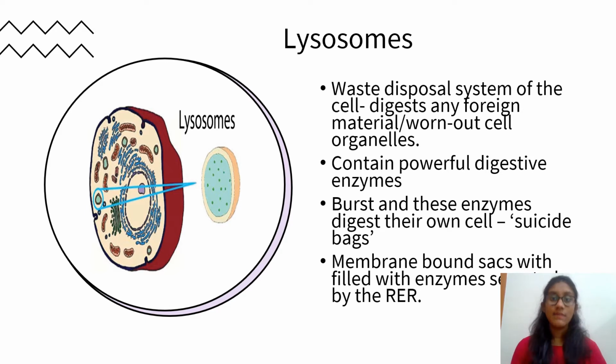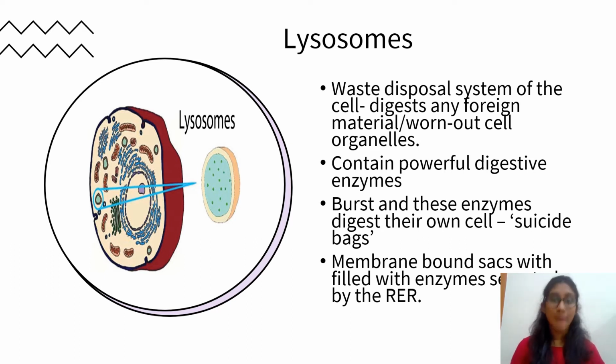The next organelle we will be looking at is the lysosome. The lysosomes are basically the waste disposal system of the cell. It contains very powerful digestive enzymes which are capable of breaking down all sorts of organic material. This enzyme enables the lysosome to digest any foreign material such as bacteria or worn out cell organelles by breaking them down. Sometimes, when the lysosome is required to break down some particle in it, they burst and the enzymes inside the lysosome digest its own cell. This is why they are also known as the suicidal bags of a cell.